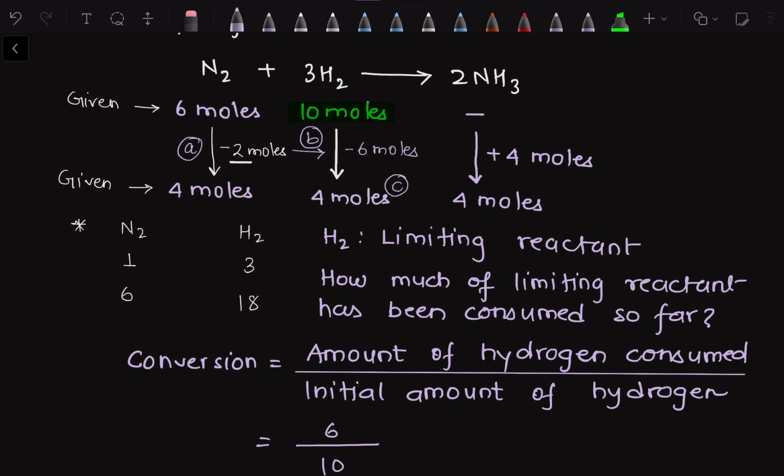So we have proceeded in this manner. First of all, we performed the calculation A, then B, and then C. Also, we calculated the amount of ammonia that is formed, and let me mark it as D. This step is independent of B or C. We can directly calculate D from step A also.